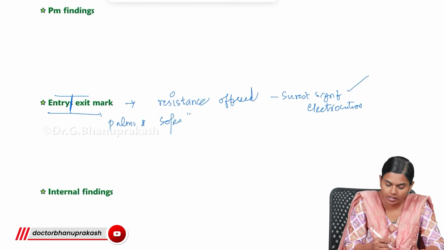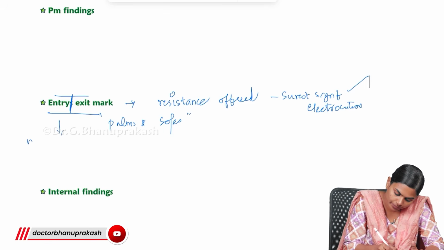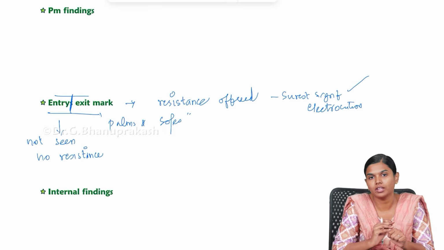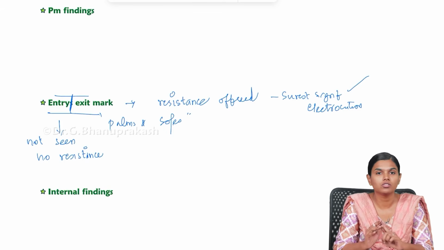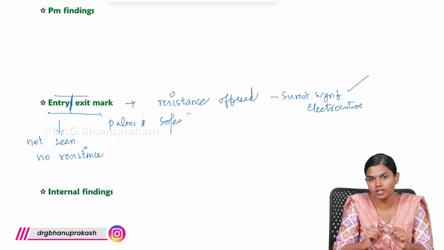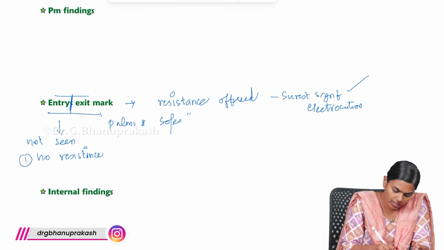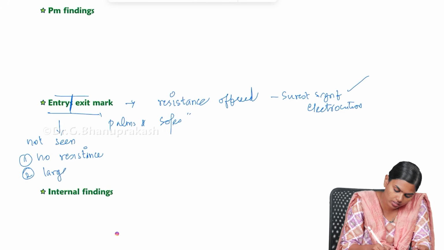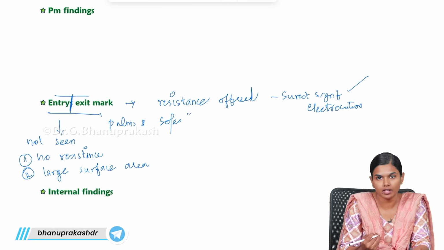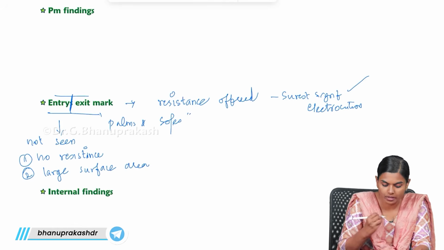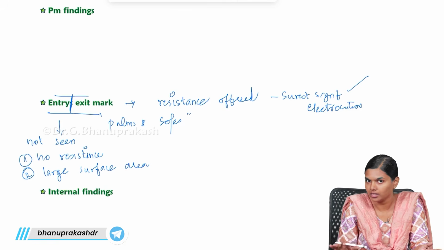And this entry and exit mark will not be seen if there is no resistance, like when there is presence of wet fingers. If wet fingers are used to switch on a light or something and current passes through that, there will be no resistance. Under such circumstances, there will not be any exit or entry marks. Or if the point of entry is through a large surface area, if the current enters your body through a large surface area, then also you will not be able to see these entry and exit marks.